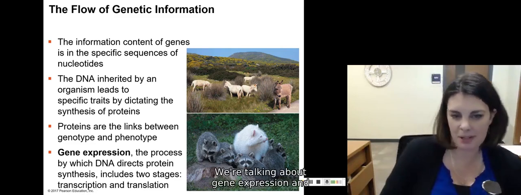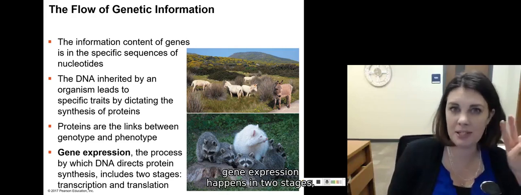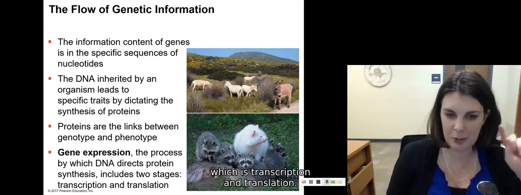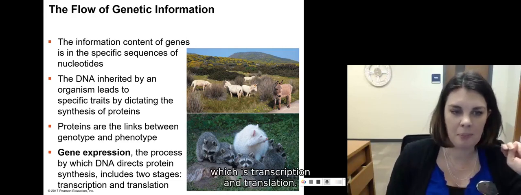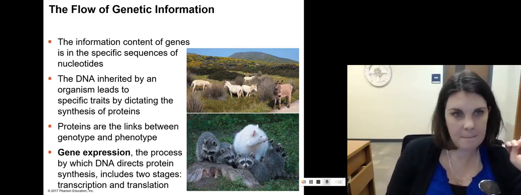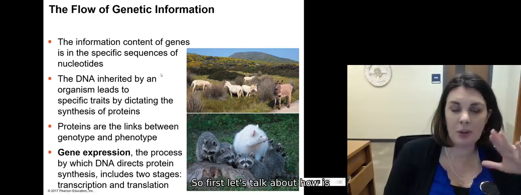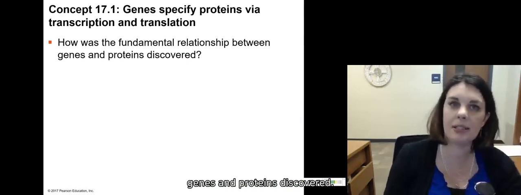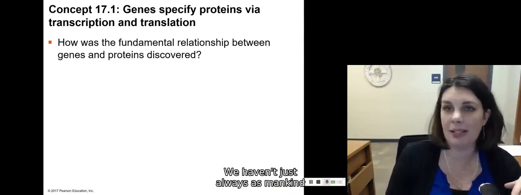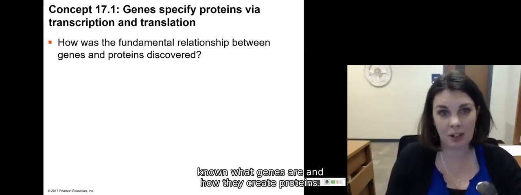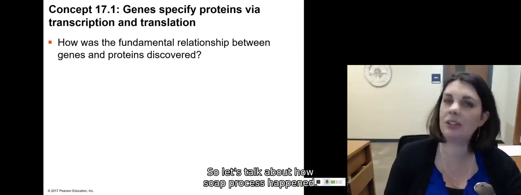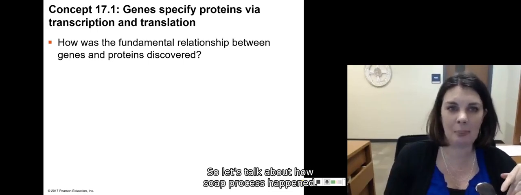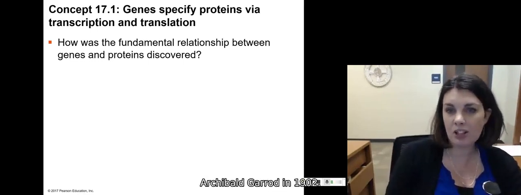So we were talking about gene expression, and gene expression happens in 2 stages, which is transcription and translation. So first let's talk about how the fundamental relationship between genes and proteins was discovered. We haven't just always, as mankind, known what genes are and how they create proteins. So let's talk about how this whole process happened.